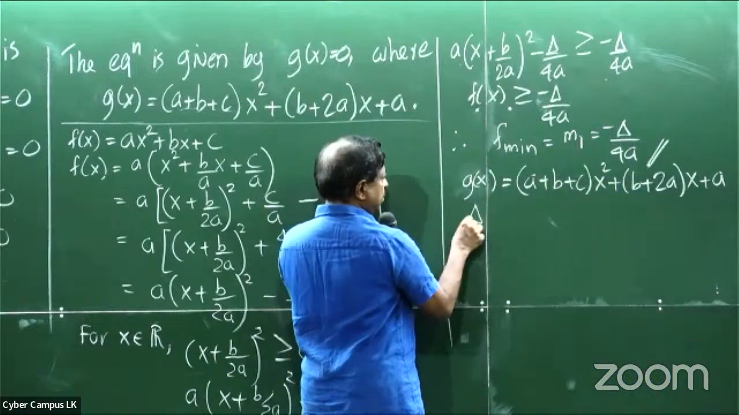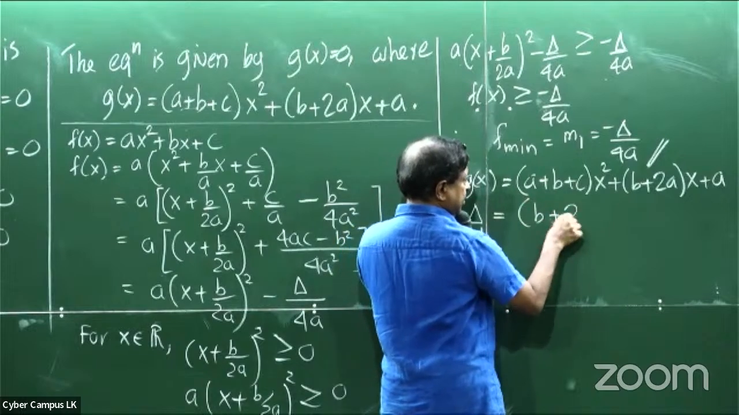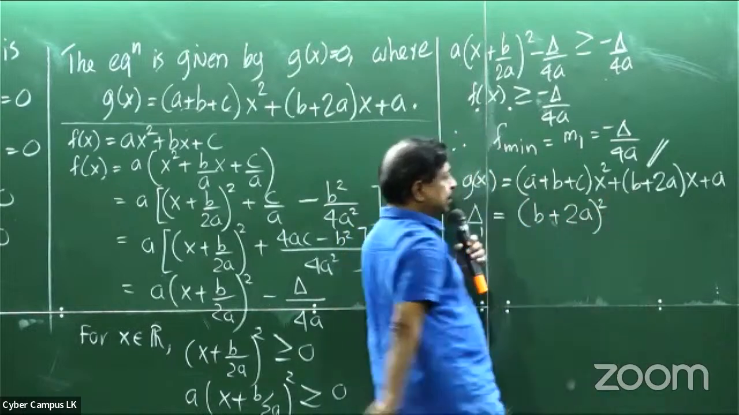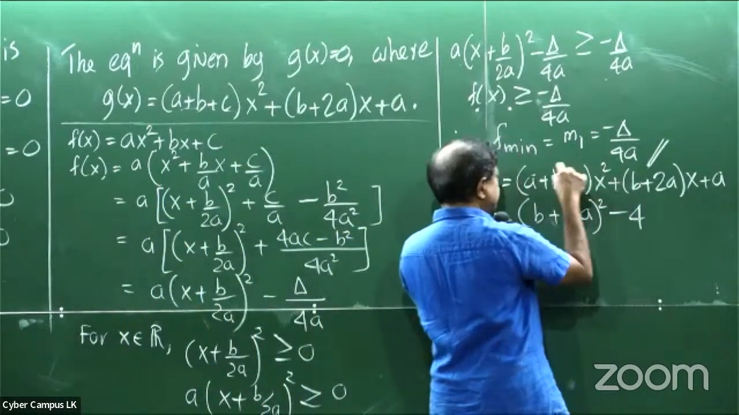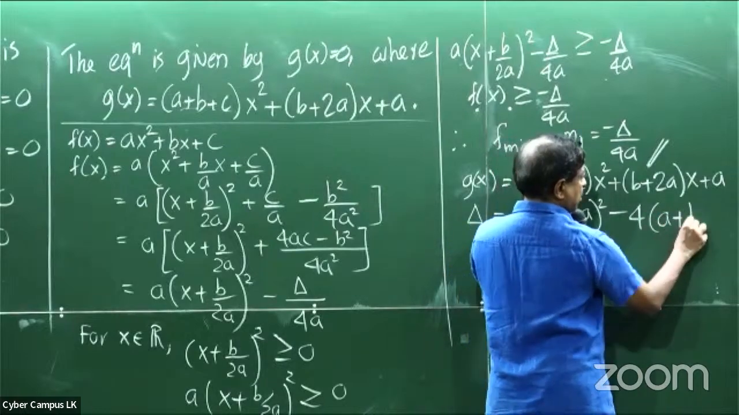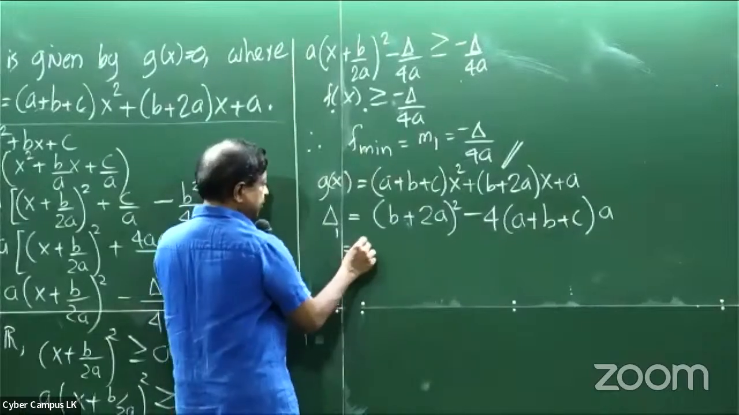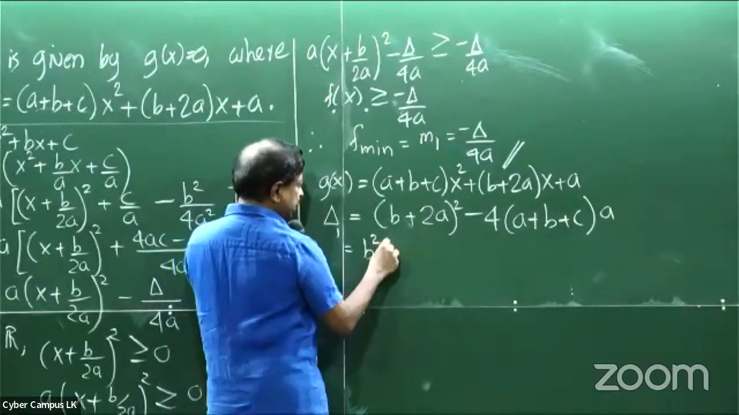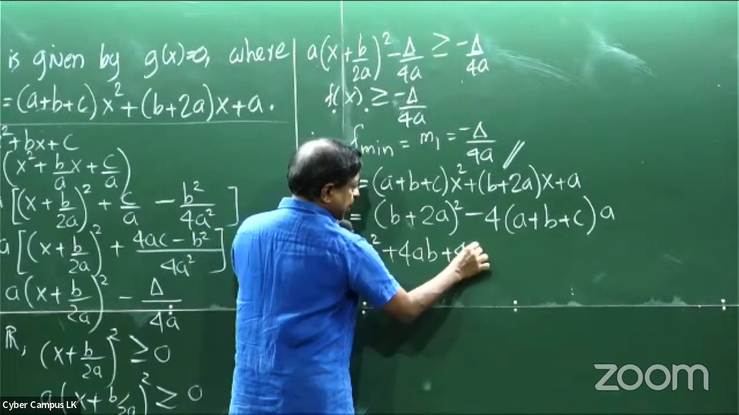So delta 1 is b squared minus 4ac. B stands for the coefficient of x. Minus 4 times this times a. I'll expand this. You get b squared plus 4ab plus 4a squared.